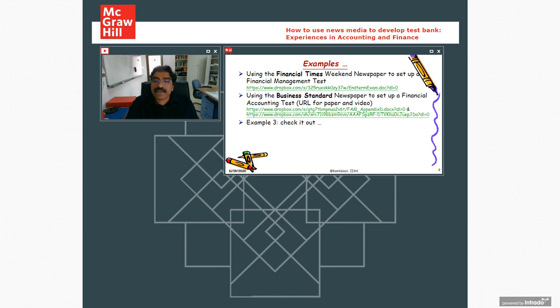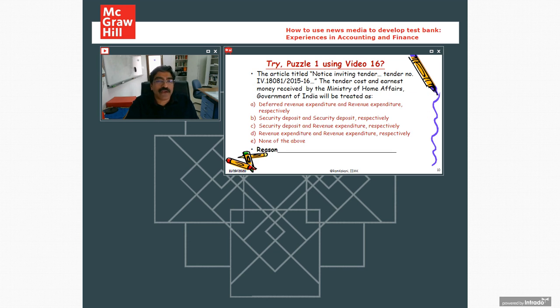So let us have the questions related to that particular video. Try answering this particular puzzle. The news media article titled Notice Inviting Tender, the tender cost and earnest money received by the Ministry of Home Affairs, that is the 500 bucks and 1 lakh some amount, will be treated as... there are two amounts, tender cost and earnest money, and we are asking how will the Ministry of Home Affairs treat them?